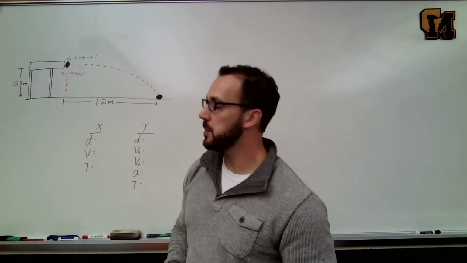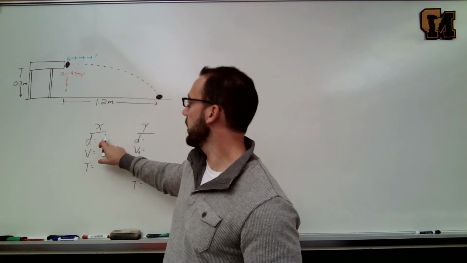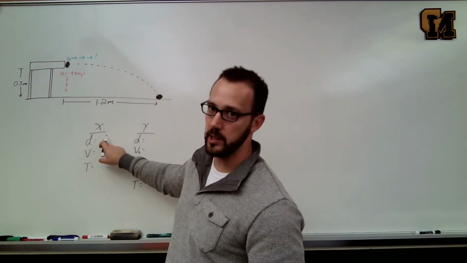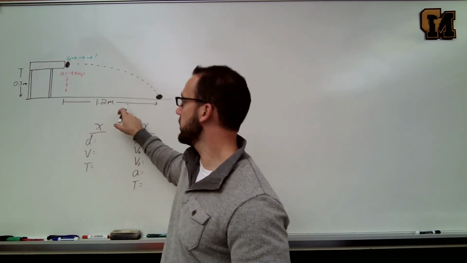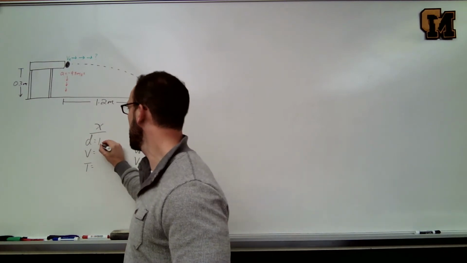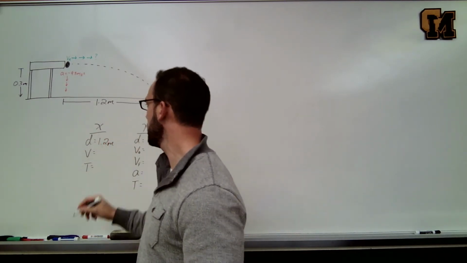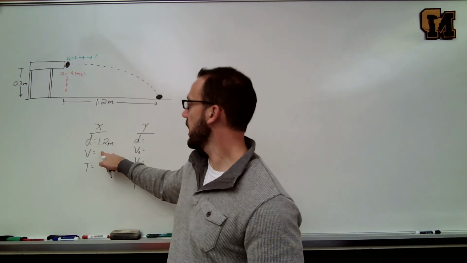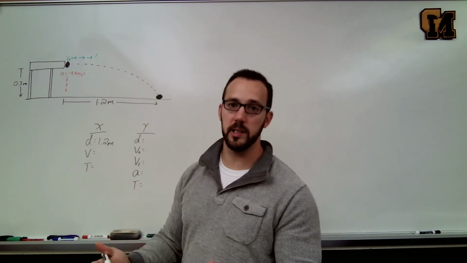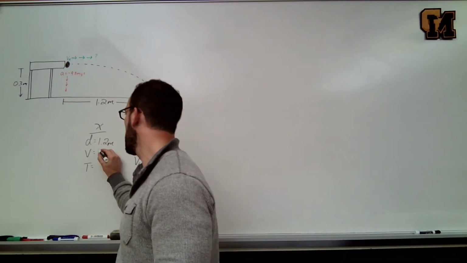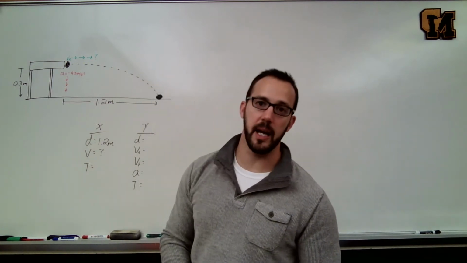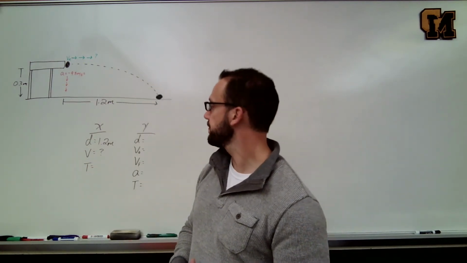So now we're going to pull our numbers out of the problem. I know going left and right in the x direction, I know d, it's in my drawing, 1.2 meters to the right is how far it's going to go. The velocity to the right is the question mark. How fast did it go when it was fired out of that gun, or the marble launcher?